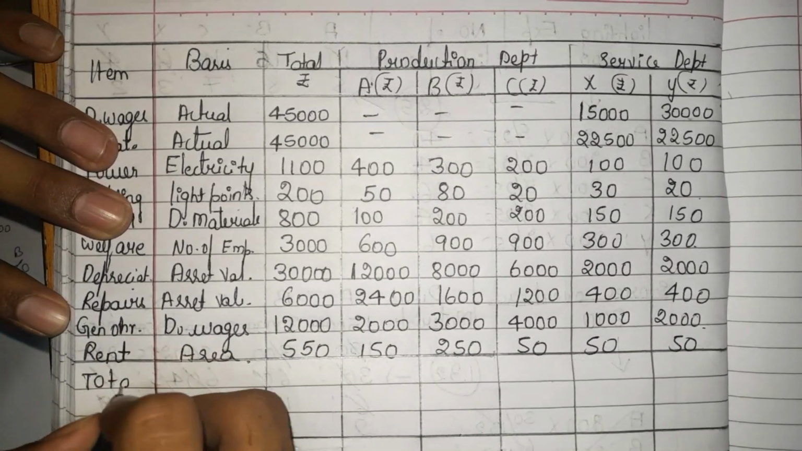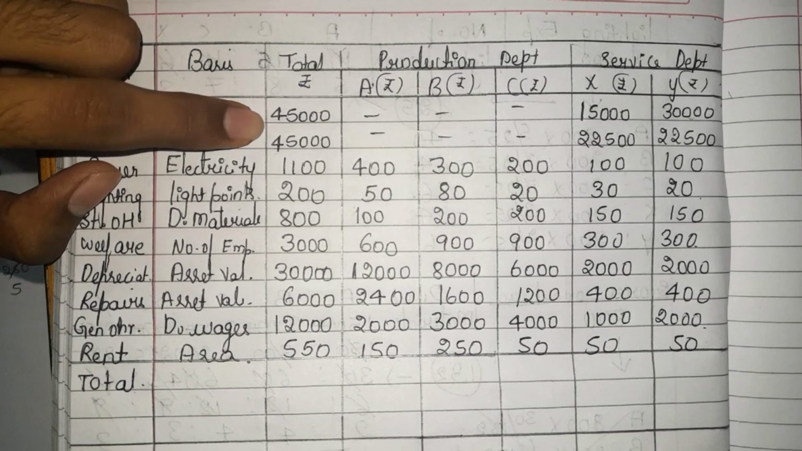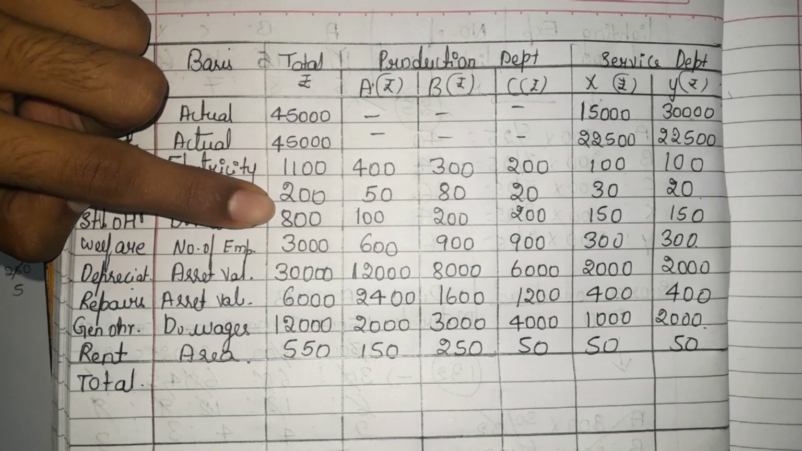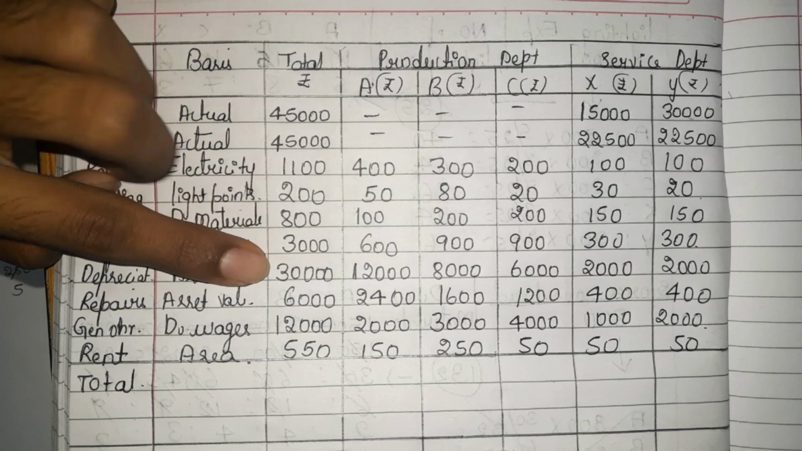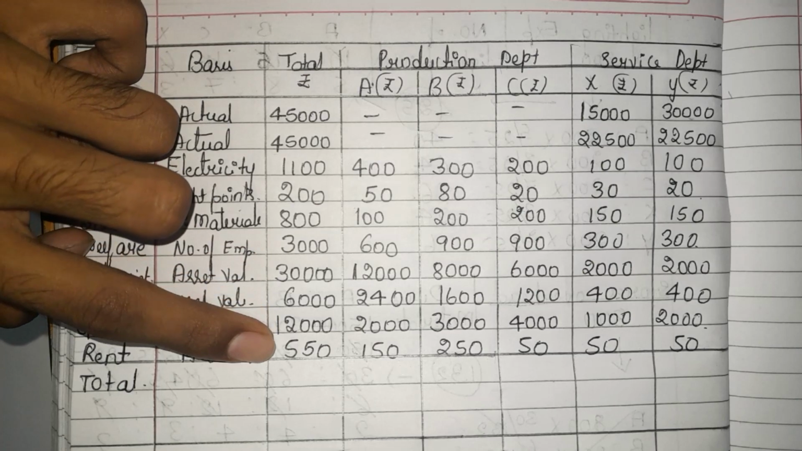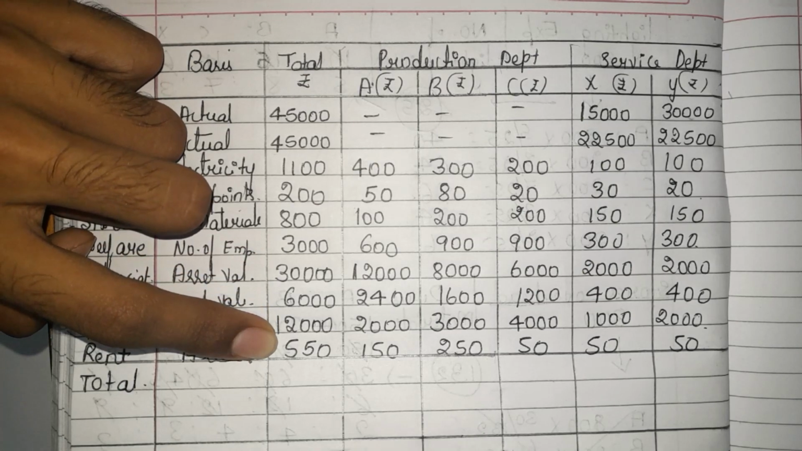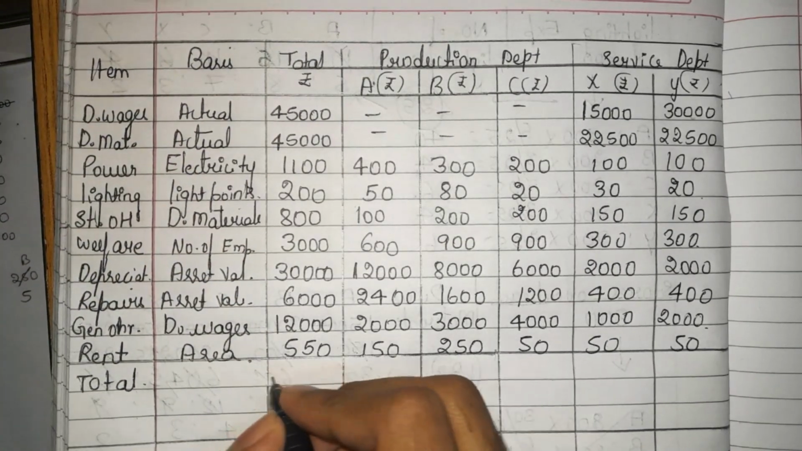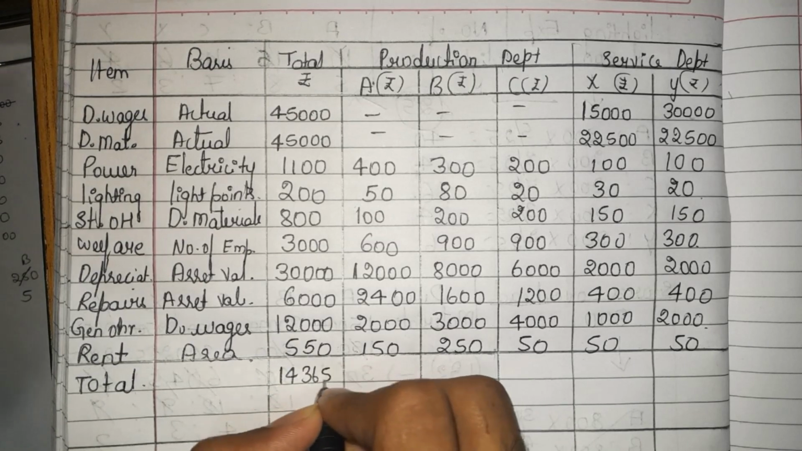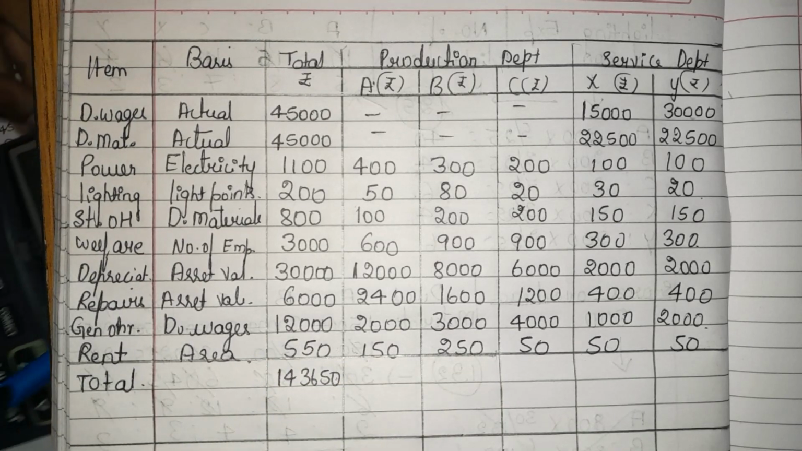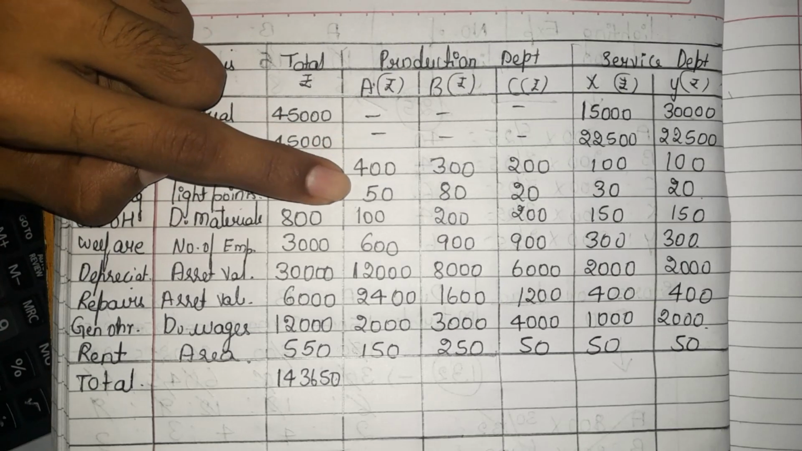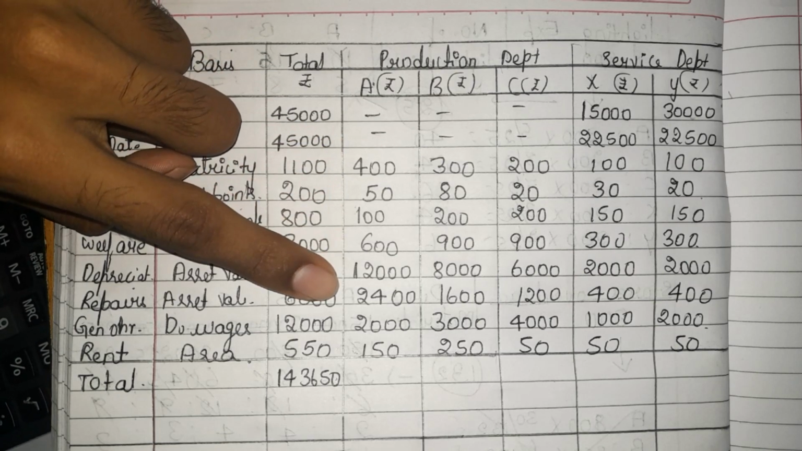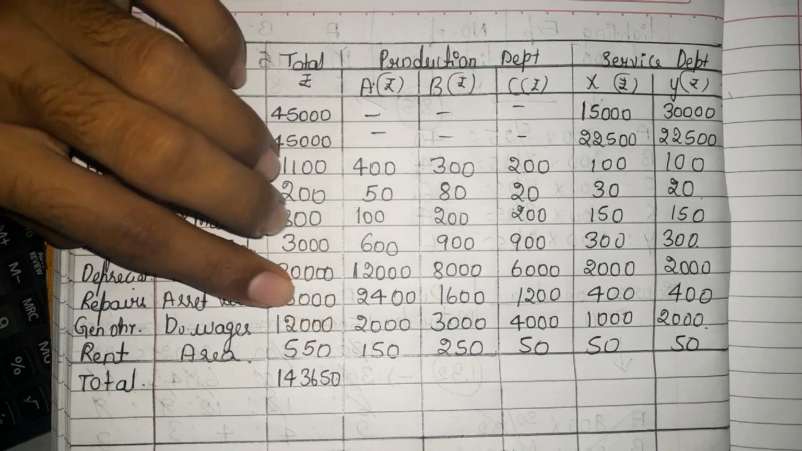Now we need to do the total. Let us add all total expenses: 45,000 plus 45,000 plus 1,100 plus 200 plus 800 plus 3,000 plus 30,000 plus 6,000 plus 12,000 plus 550. The total expenses is coming 1,43,650. Now add all the expenses of A department: 400 plus 50 plus 100 plus 600 plus 12,000 plus 2,400 plus 2,000 plus 150.